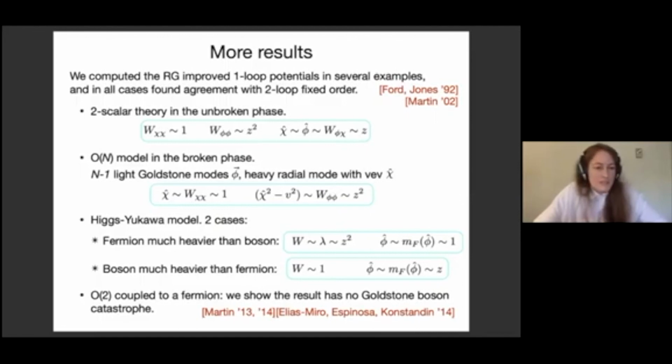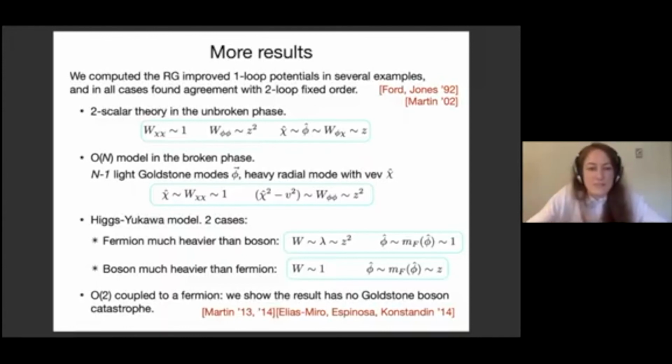So we looked at the 2-scalar theory in the unbroken phase. We looked at the O(N) model in its broken phase, where I have Goldstone modes and a heavy radial mode. So it's a very natural hierarchy in that case, because of course the Goldstone modes are light. We looked at a Higgs-Yukawa model where I have some fermion and boson coupled with a Yukawa coupling, and the boson has a mass and a lambda phi-4 coupling, and in such a case, I could look at a hierarchy where the fermion's much heavier than the boson, or the boson's much heavier than the fermion. So these are both interesting cases.